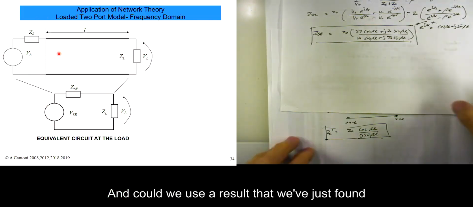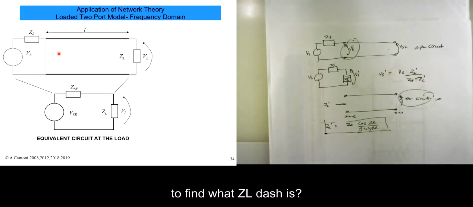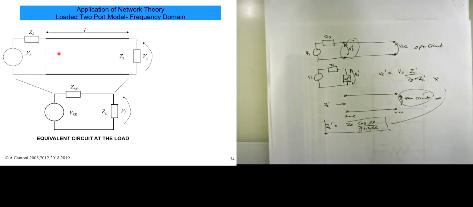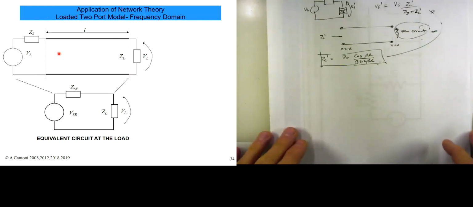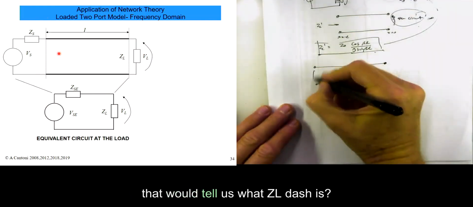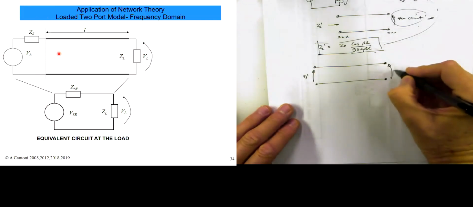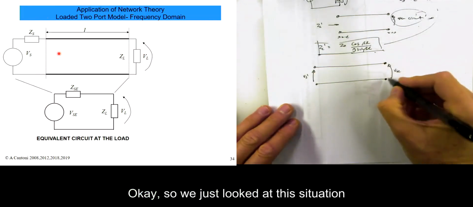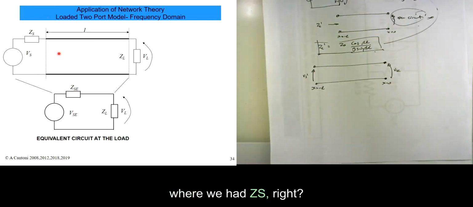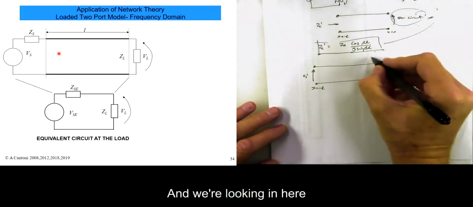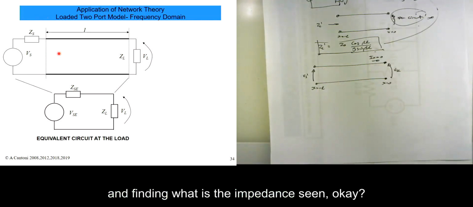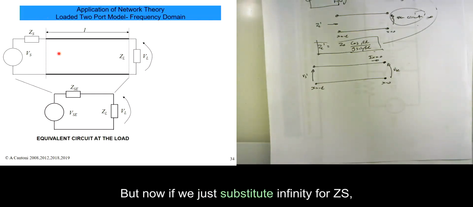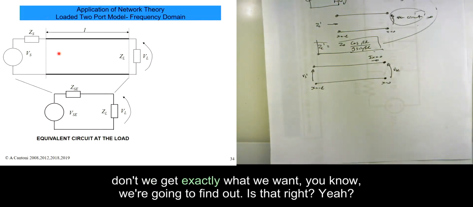And could we use a result that we've just found to find what ZL dash is? How would we find ZL dash? Is there anything we've been looking at that would tell us what ZL dash is? No? Okay, so we just looked at this situation where we had ZS, and we're looking in here and finding what is the impedance seen. But now if we just substitute infinity for ZS, don't we get exactly what we want? We're going to find out. Is that right?